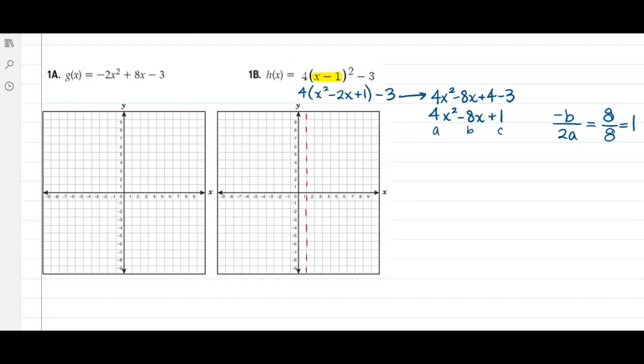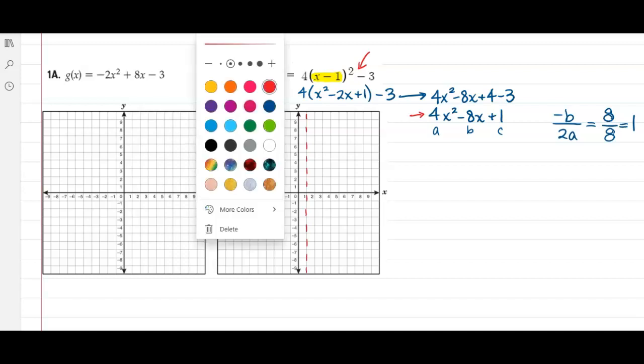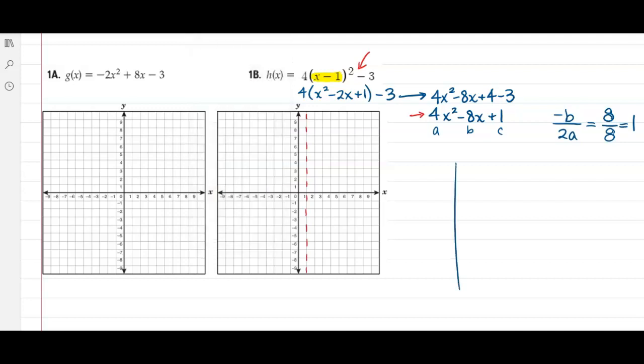All right. I also know that if I put a 1 back into this equation or my original, it doesn't matter which one I use. If I put a 1 back in here, I have 1 take away 1, which is 0, squared is 0, times 4 is 0, minus 3. That gives me the point 1, -3. It would be right here. That's my vertex.